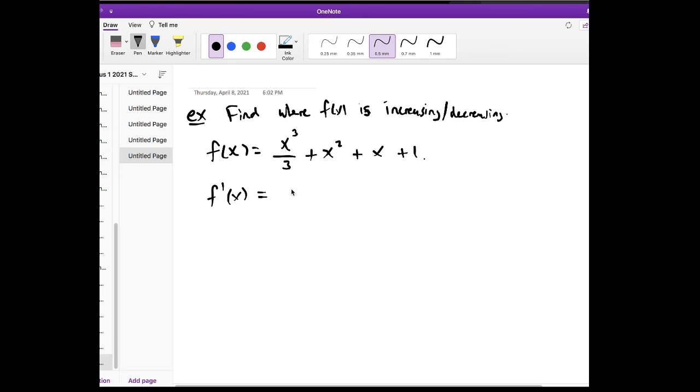Good, yeah, x squared, because the 3 and the 3 cancel, plus 2x plus 1. Okay, so we need to find where f prime is positive and where f prime is negative. Can someone put this into a form where it's easier to see when f prime is positive and when f prime is negative?